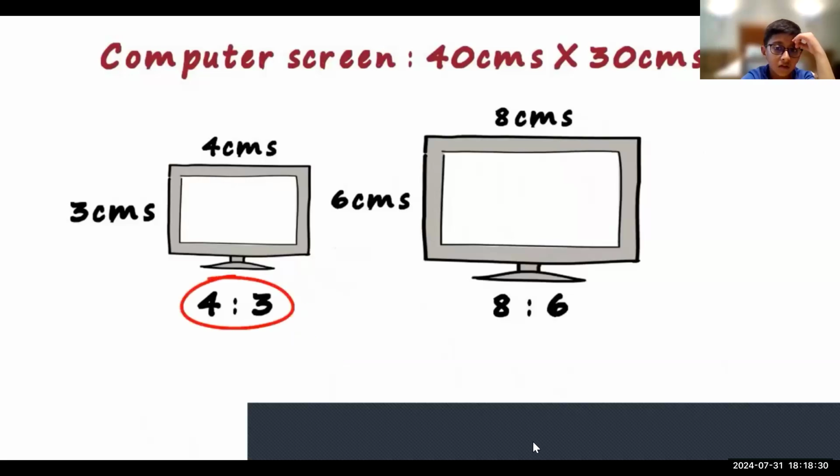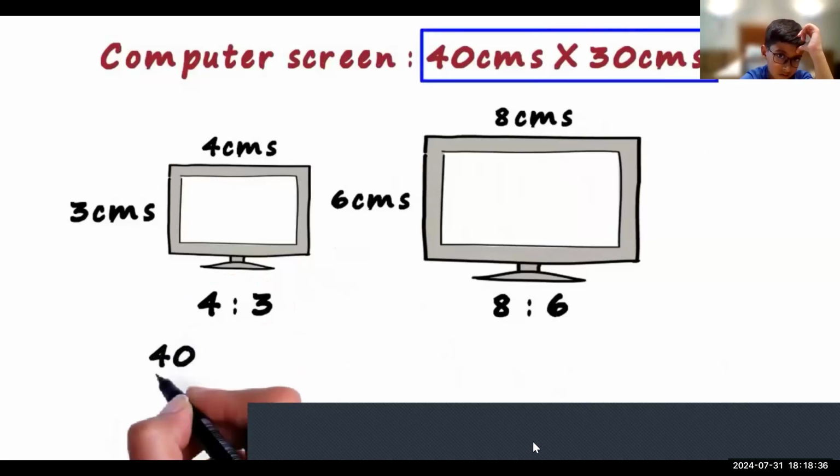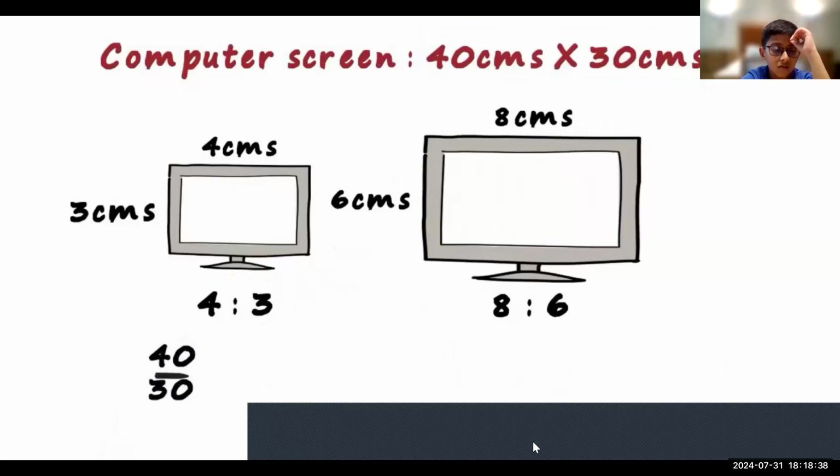Why 4:3? The ratio of the length to the breadth of the actual computer screen is 40:30. When reduced, it can be written as 4:3. Basically, if we divide both the numerator and the denominator by 10, we get 4:3.